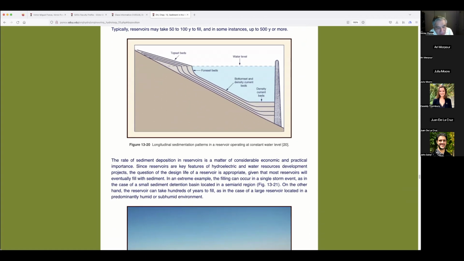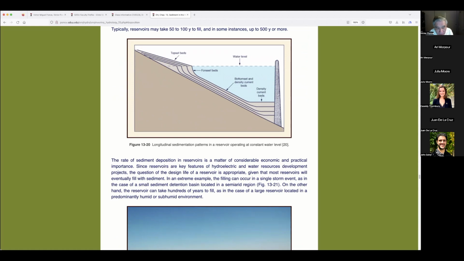Okay. The rate of sediment deposition in reservoirs is a matter of considerable economic and practical importance. Since reservoirs are key features of hydroelectric and water resources development projects, the question of the design life of a reservoir is appropriate, given that most reservoirs will eventually fill with sediment. In an extreme example, the filling can occur in a single storm event, as I just described, the experience of 1991 in Santa Barbara.